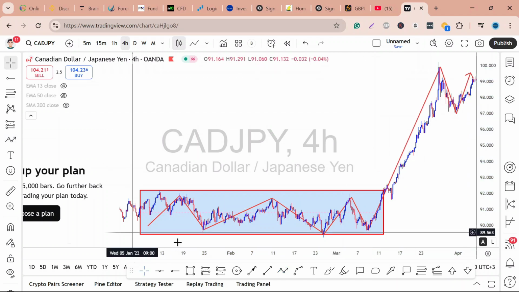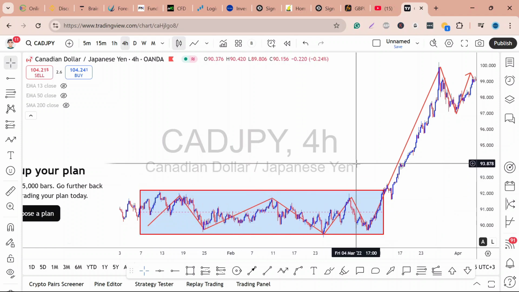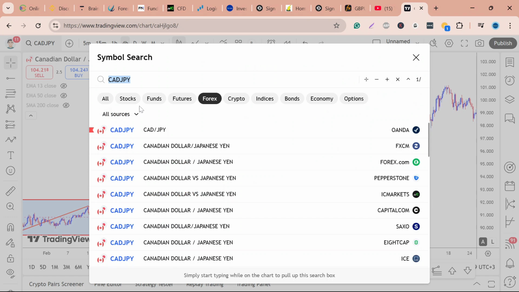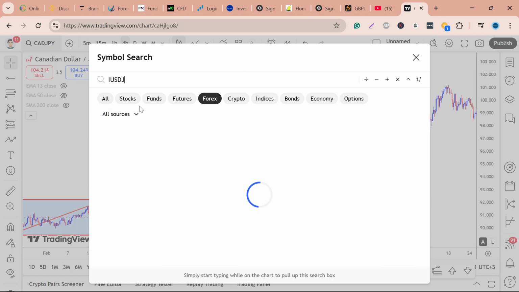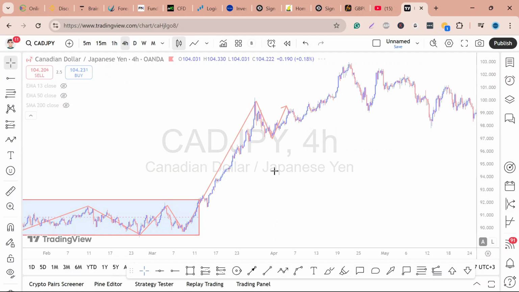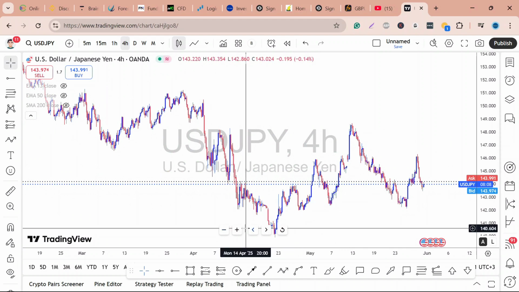So this is a classical illustration of when the market is in a consolidation. Now we'll also look at another pair. Let's look at another pair, USD JPY. And note that the market structure happens in any time frame.